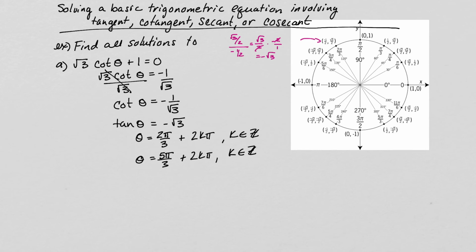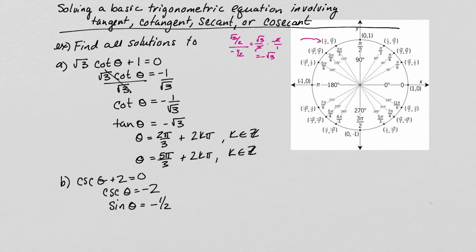What about b, the cosecant of theta plus 2 equals 0. So subtract 2 from both sides. So the cosecant of theta equals minus 2. Remember, cosecant is the sine flipped over. So this is saying that the sine of theta would have to be minus 1/2.